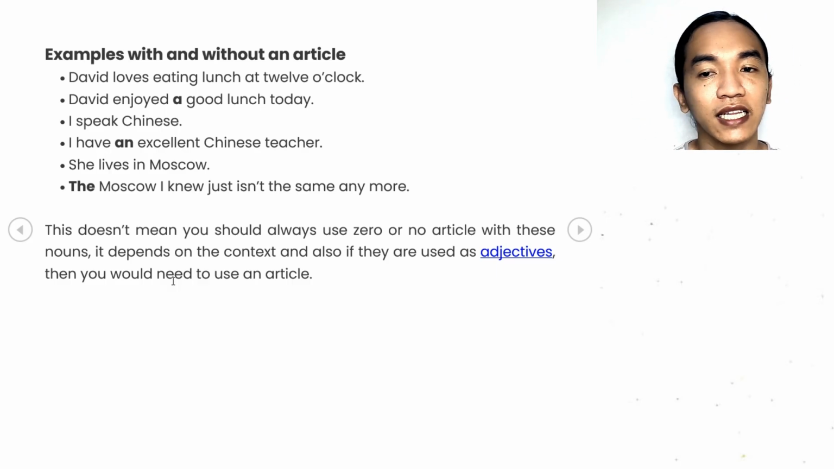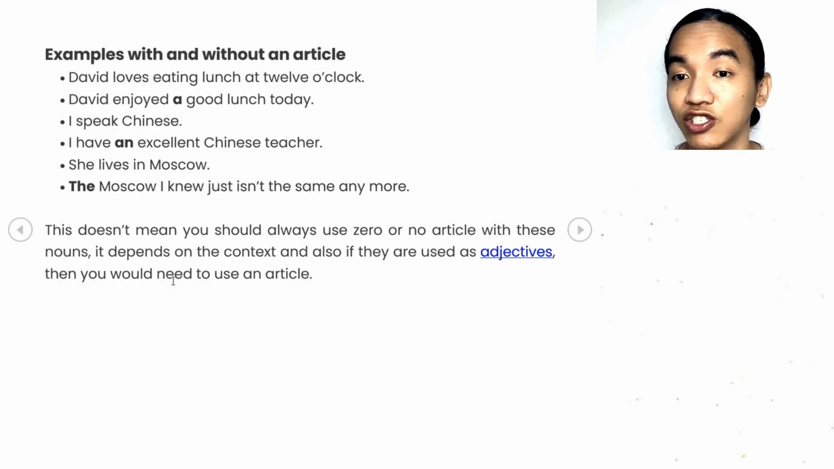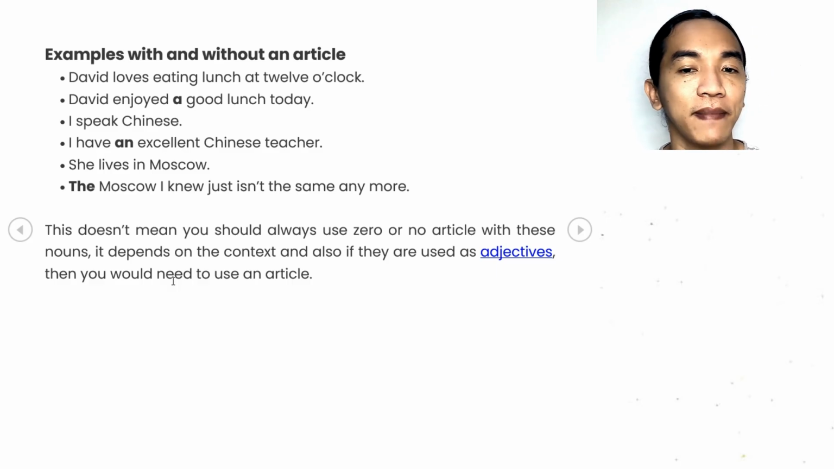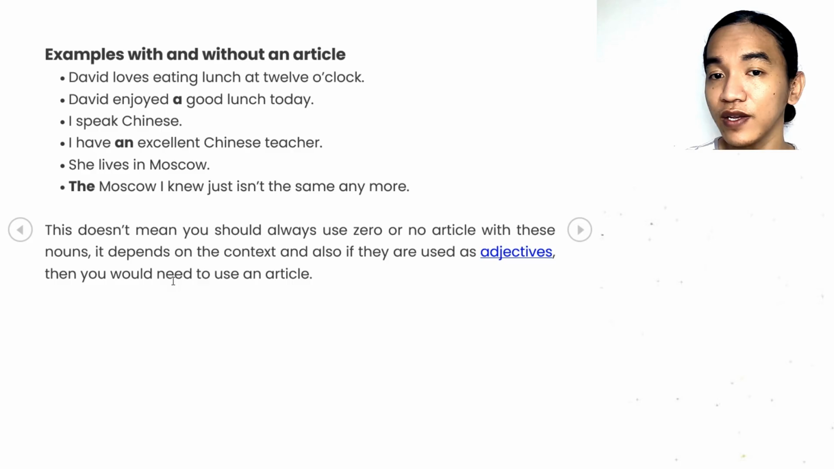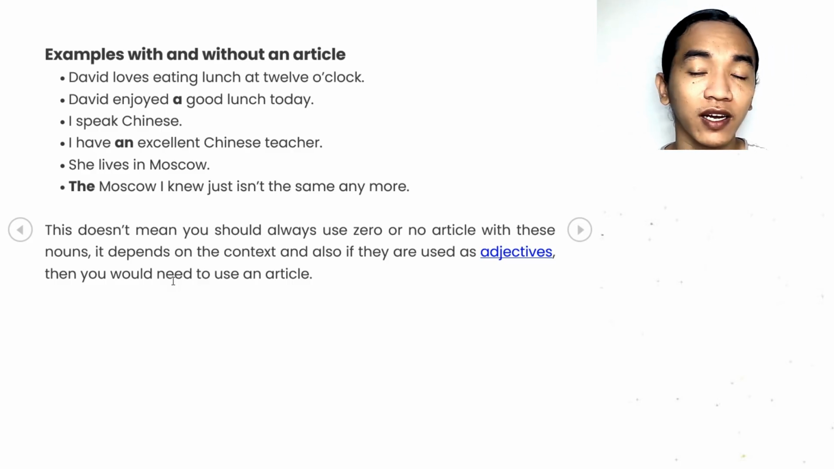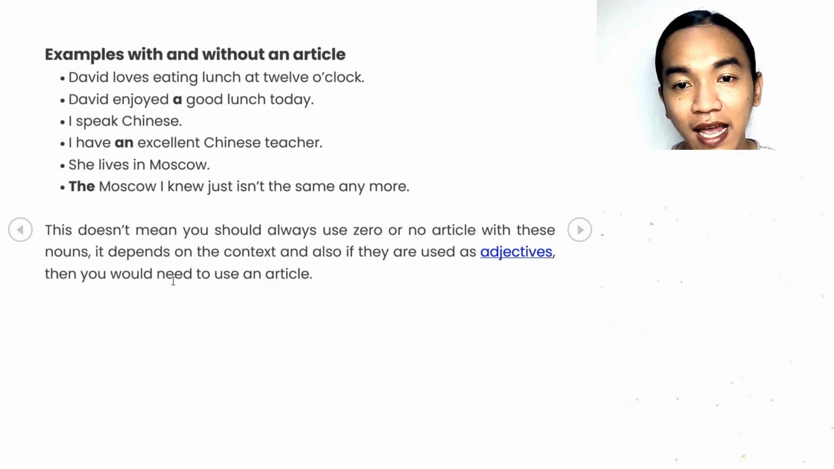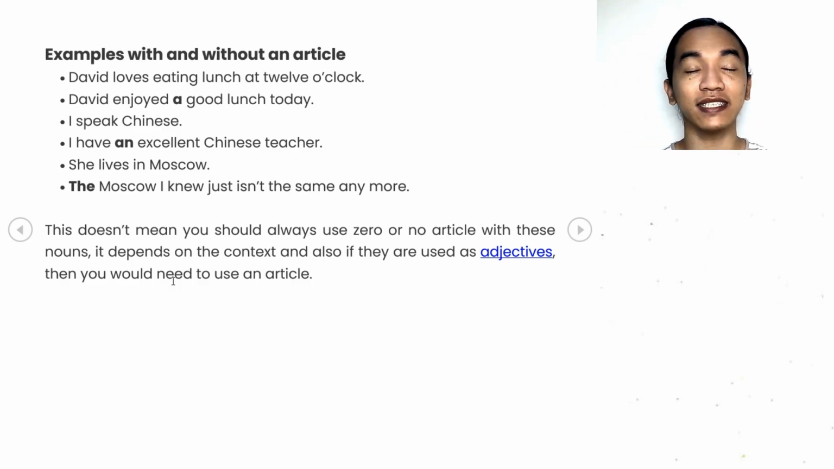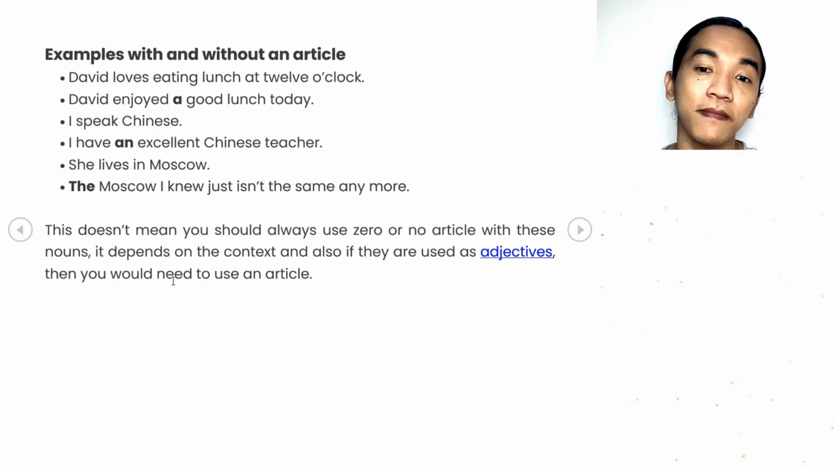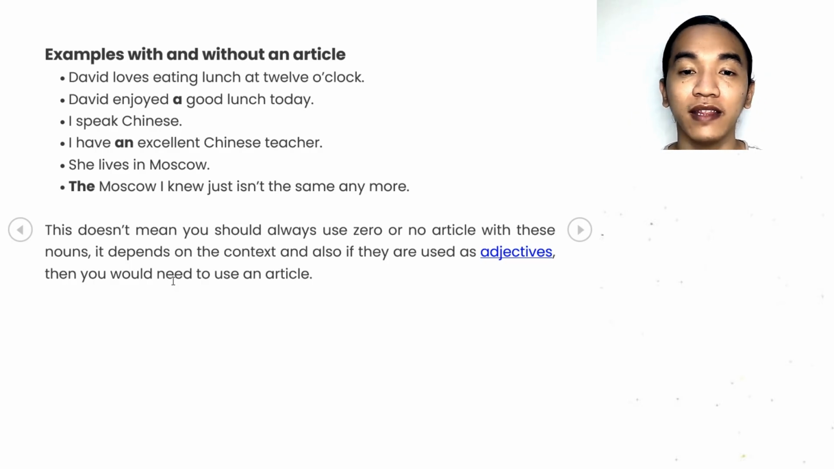David loves eating lunch at 12 o'clock. This is generalization, okay? A general habit. David enjoyed a good lunch today. So, why do we use an article here? Mainly because we are just emphasizing that it was the lunch today that he enjoyed, okay? I speak Chinese. In this case, it's generalization of the skill. You speak Chinese. Okay, next one. I have an excellent Chinese teacher. So we are particularly talking about your excellent Chinese teacher. Therefore, we can use an article here.